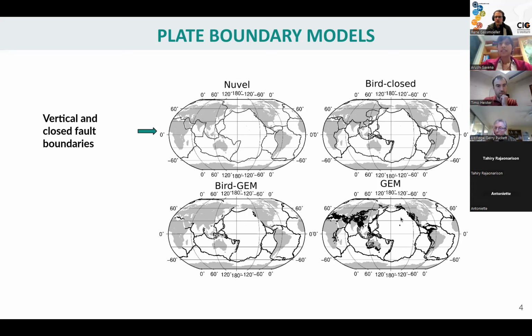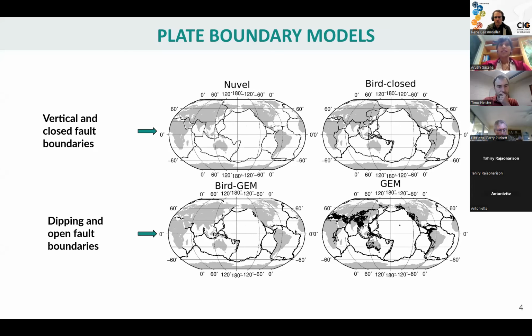But in 2018, another model came up, which is the Global Earthquake Model, and I will refer to it as the GEM model from here on. This model does not have closed plate boundaries, as you can see in the Nivelle and Bird closed plate boundary models. Additionally, it also has these diffuse zones, which are crustal deformation zones that extend in the continental regions. So one thing we can already physically distinguish between these models is the importance of dipping and vertical plate boundaries, and also the difference between open and closed plate boundary geometry.